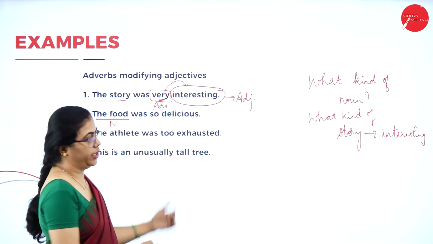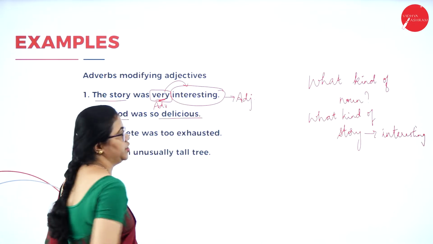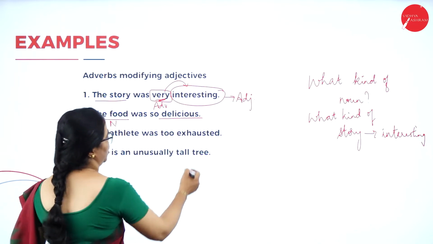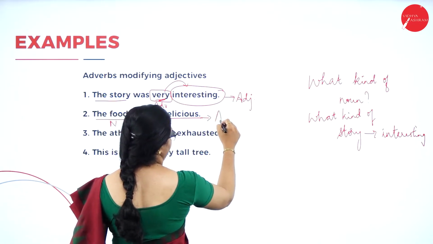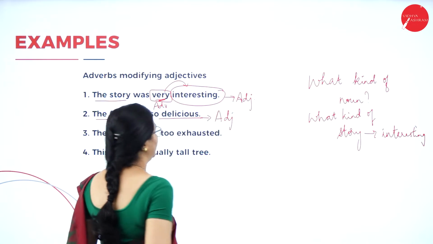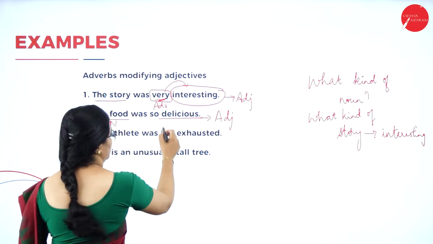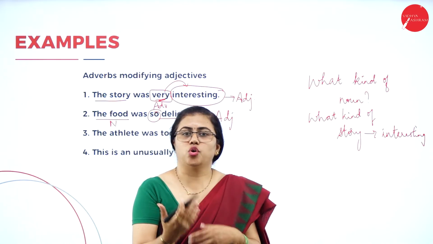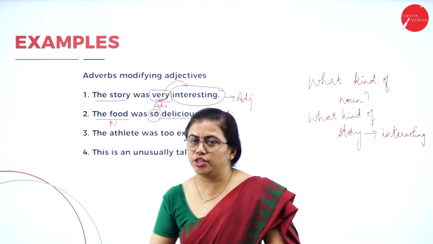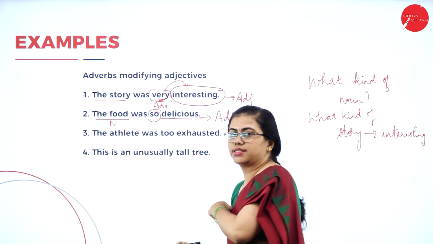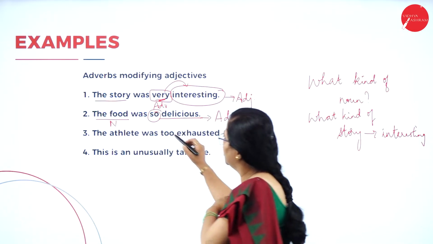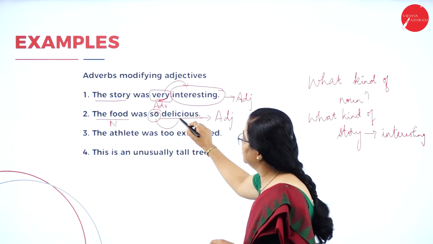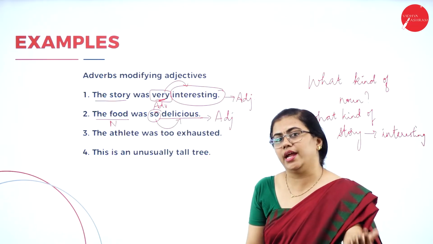What kind of food it is? It is delicious food. Okay. So what kind of food? Delicious food. So delicious is an adjective. How delicious it is? It is so delicious. Okay, it is so delicious. So is giving us extra information about how delicious it is. Here the word so is an adverb that is modifying the word delicious, which is an adjective.